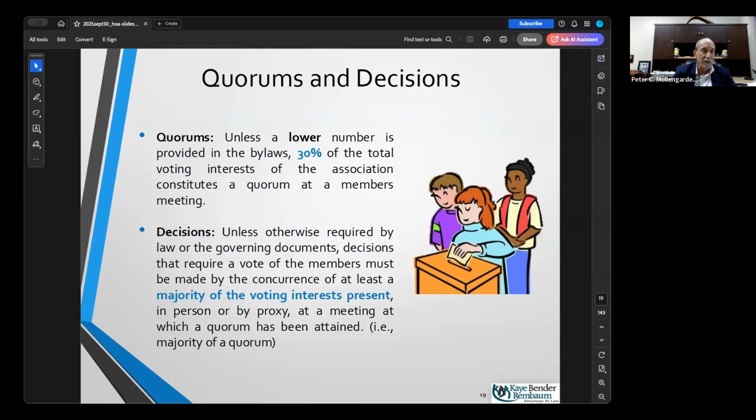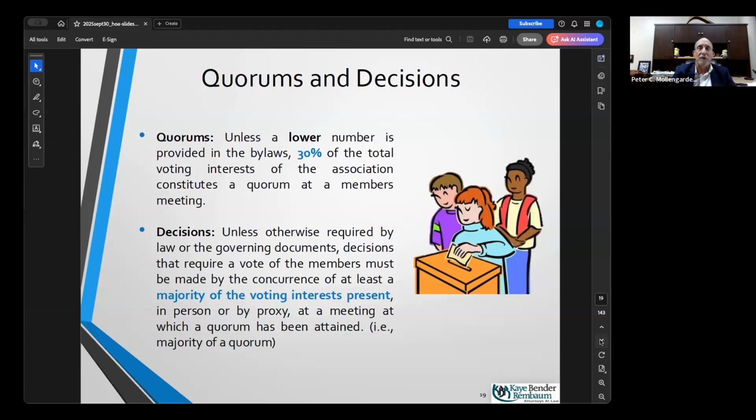By the way, this is unique to HOAs. This is not in the condominium law, but in the HOA law, a quorum, again, is 30% being in attendance in person or by proxy, unless your bylaws provide for a lower, not higher, number. Unless otherwise required by law or by your documents, decisions that require a vote of the membership must be made by the concurrence of at least a majority of the voting interest present in person or by proxy at a meeting in which a quorum has been attained.